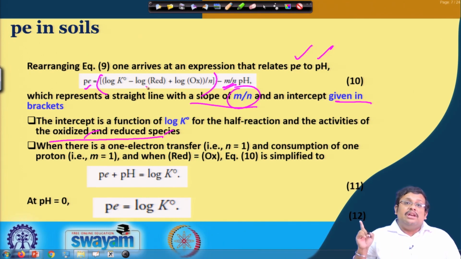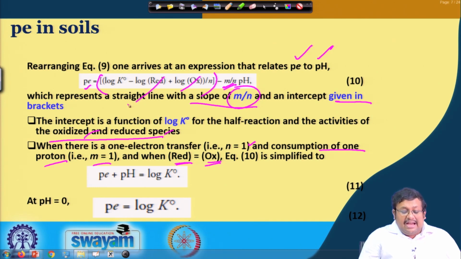So, when there is only one electron transfer, that means n equals 1, and the consumption of one proton, that is m equals 1, and when the concentration of the reduced species is equal to the concentration of the oxidized species, these two nullify each other. Then m minus n is also 1, because we are considering one proton consumption and one electron transfer. Then this equation can be simplified, and the pH will come to this side. So, pe plus pH equals log K0.